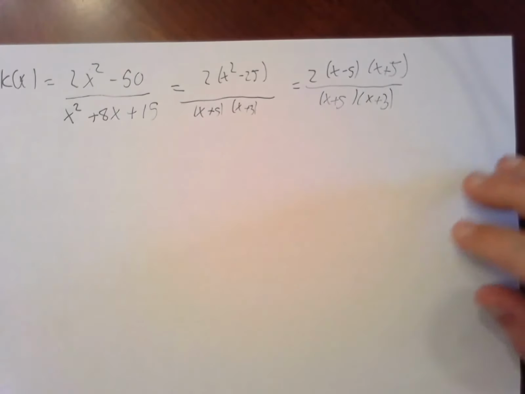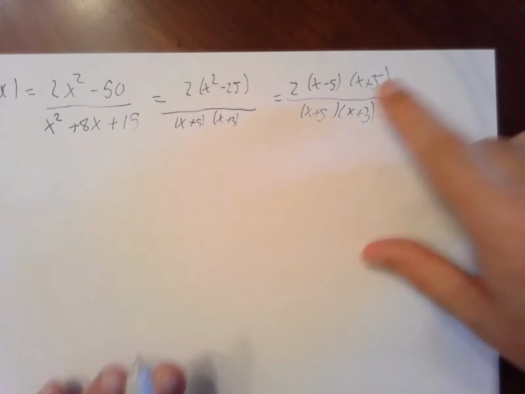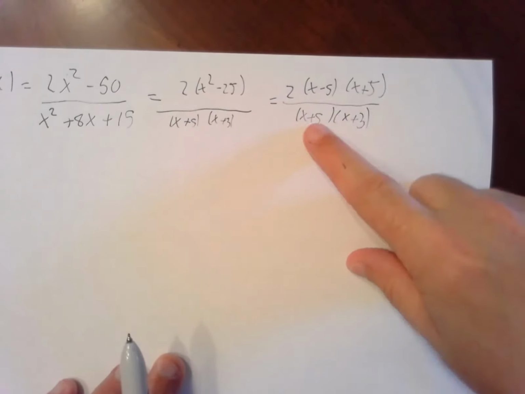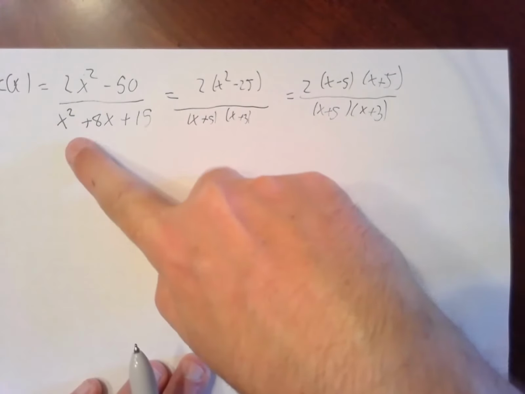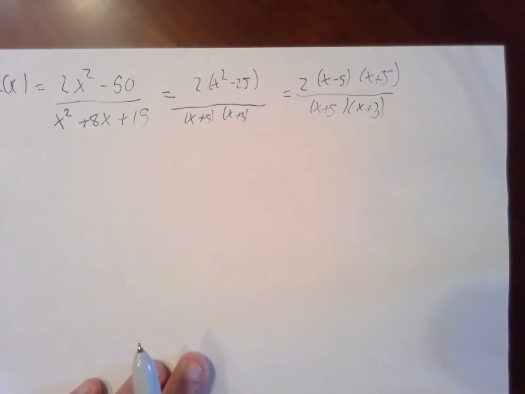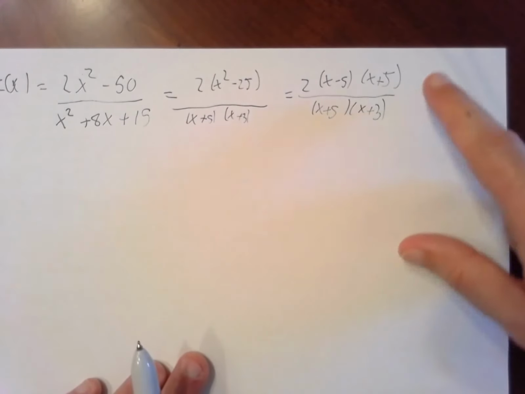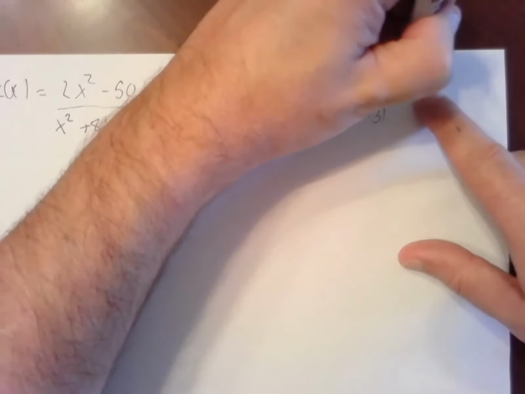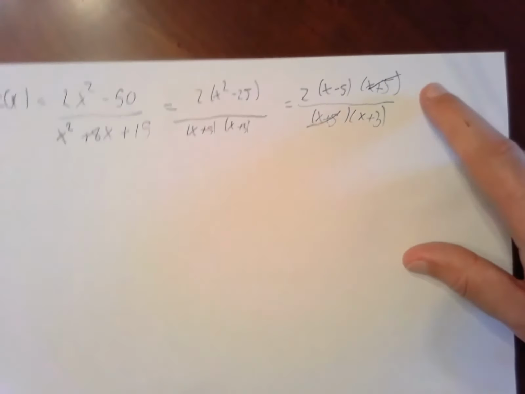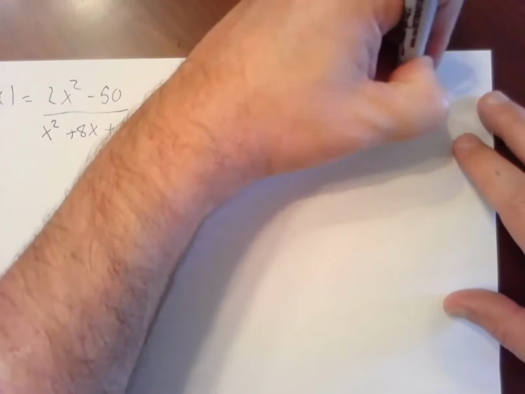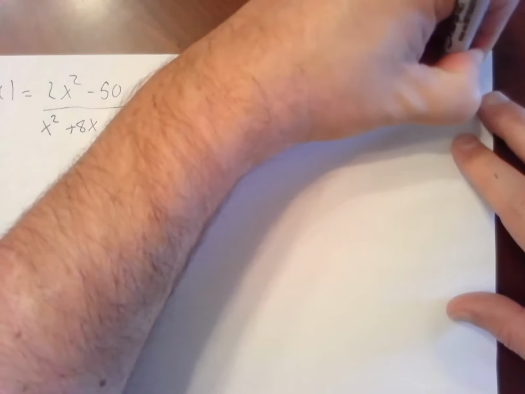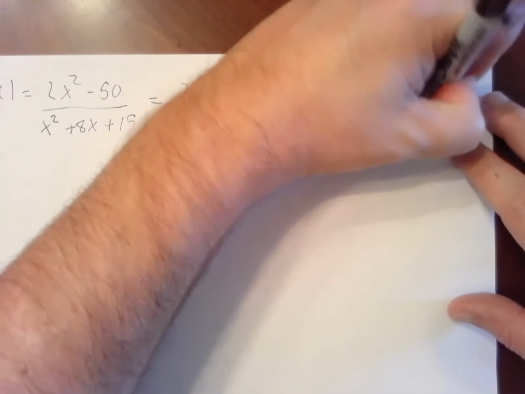Okay, so we factor top and bottom. We check and see if anything cancels. Hey, I have a common factor. Notice I cannot cancel these x squareds. You can only cancel factors, not terms. So you must factor first. Factor top and bottom. X plus 5's cancel. I get 2x minus 5 over x plus 3.